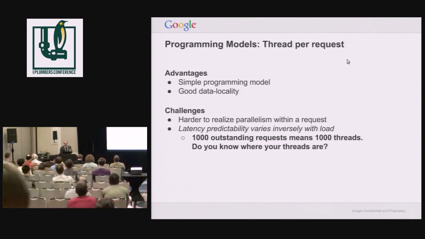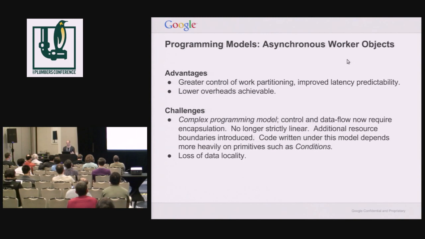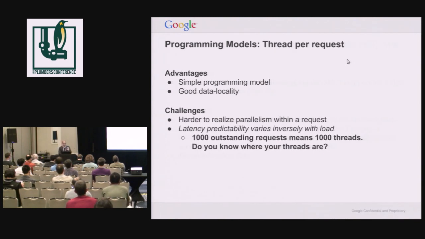So how people kind of patch this up is they move to that second approach where you had these asynchronous worker objects. One other problem I should mention with thread per request is a second problem: suppose your request inherently contains some parallelism, right? If I make a request of a server, and that server wants to create threads to handle that request, now you've got threads creating threads, and your problems just get worse.